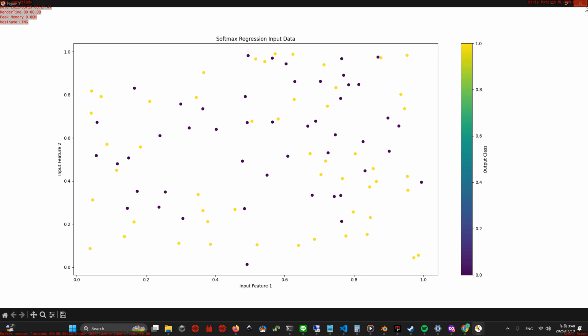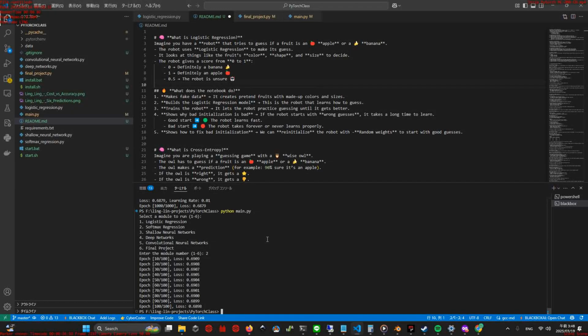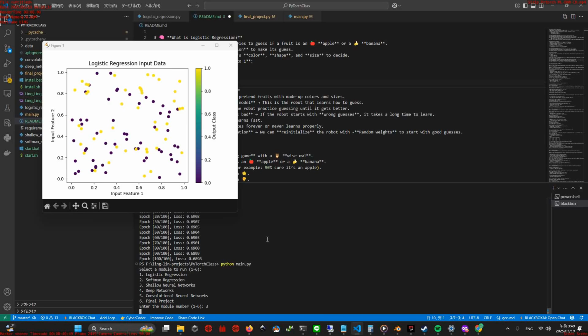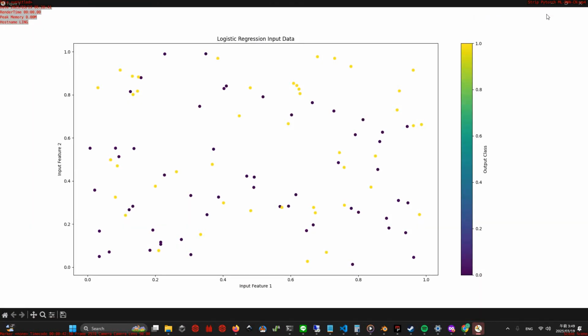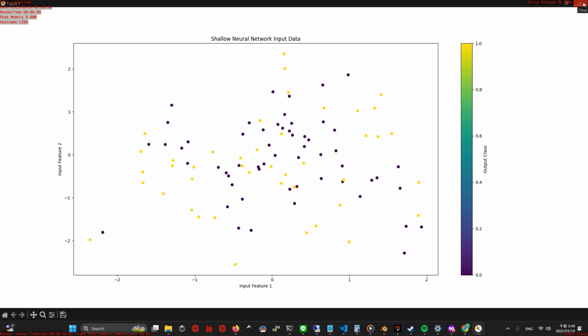Now let's talk about cross-entropy. Imagine a wise owl guessing if the fruit is an apple or banana. If the owl is right, it gets a low score, which is good. If it's wrong, it gets a high score, which is bad. Cross-entropy measures how good or bad the owl's guesses are, helping it improve over time.